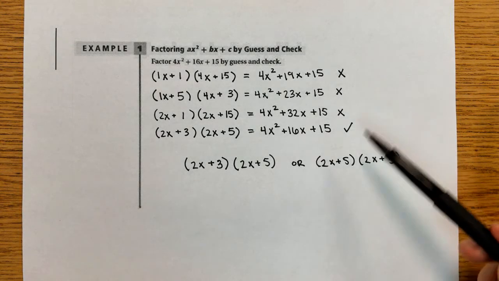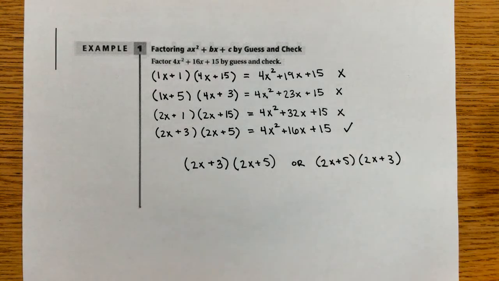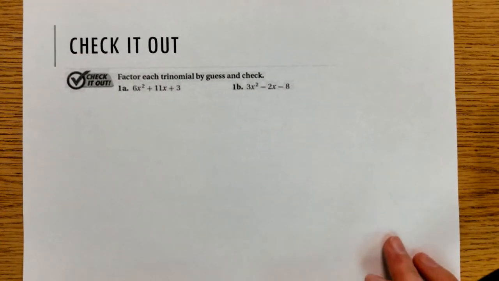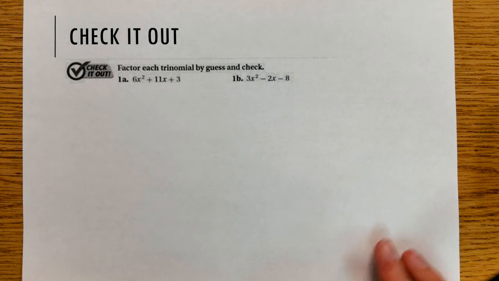You might have to guess a bunch more times till you get the answer. Guess and check won't get you the answer the easiest way, but it is one method that you could use to get your trinomial factored. So now there are 2 check it out problems for you to do. So go ahead, take a moment, pause the video, try these 2 on your own, and then resume when you're ready to check your answer.